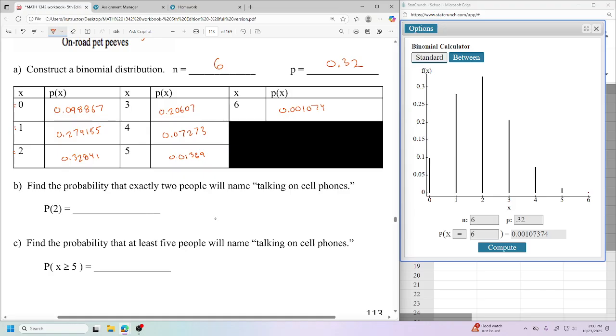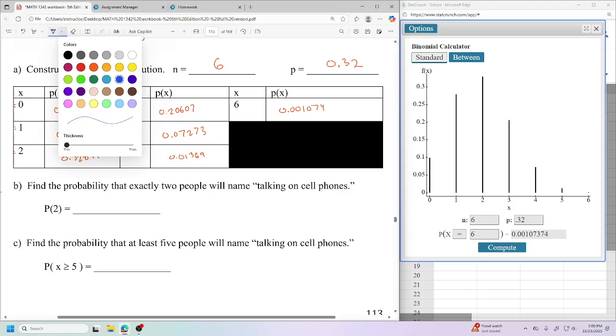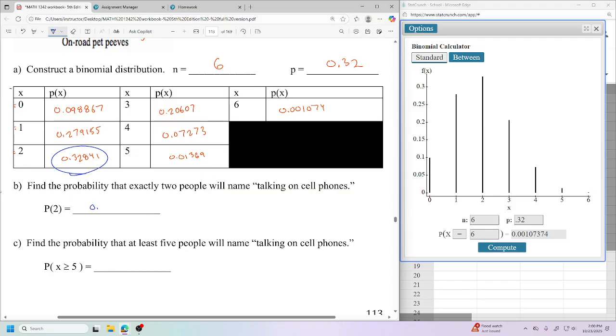So I wrote up all my numbers. That's not too bad, right, guys? We good with that? Now they're going to ask, what's the probability at 2? Well, don't I already have that? It's right there. Just like that. That was easy.